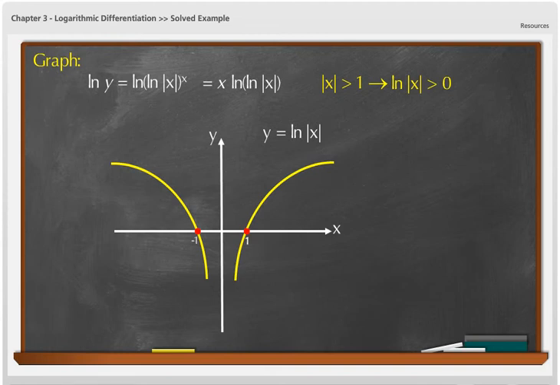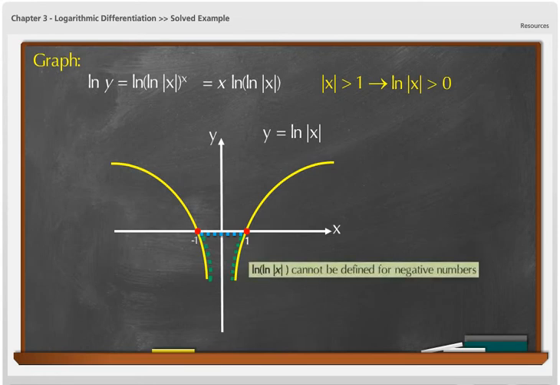Now from the graph, you notice that if your x is between -1 and 1, then this piece of the graph is going to be below the x-axis, so it's going to have a negative value. So that means in your expression, the outer ln is not going to be defined for a negative number. So this function, ln of the absolute value of x, is not going to be defined.